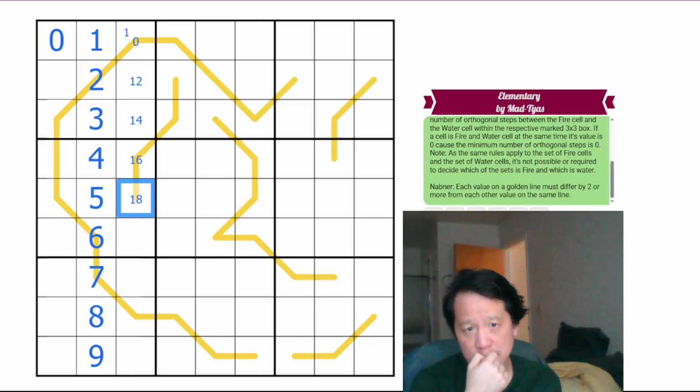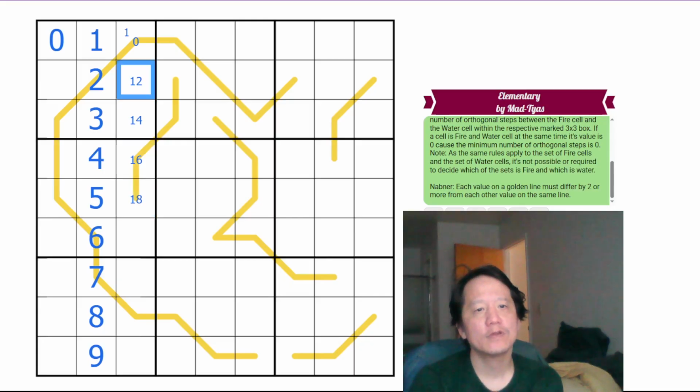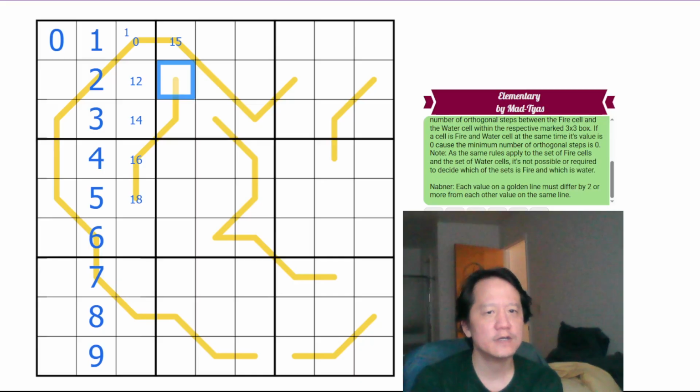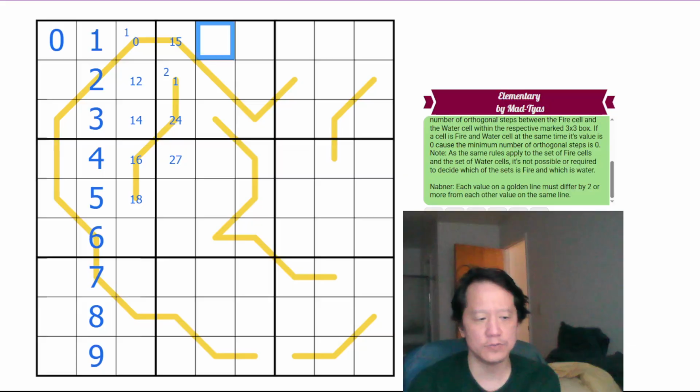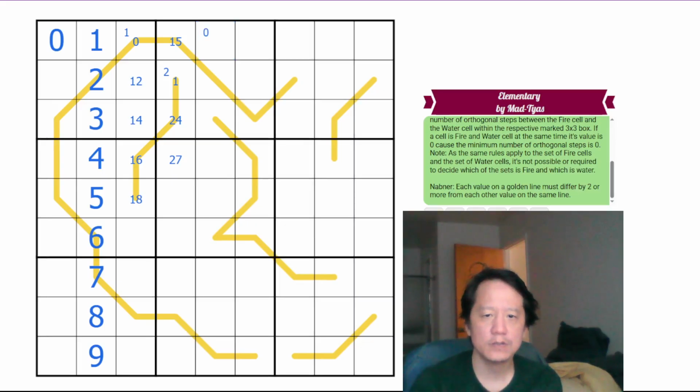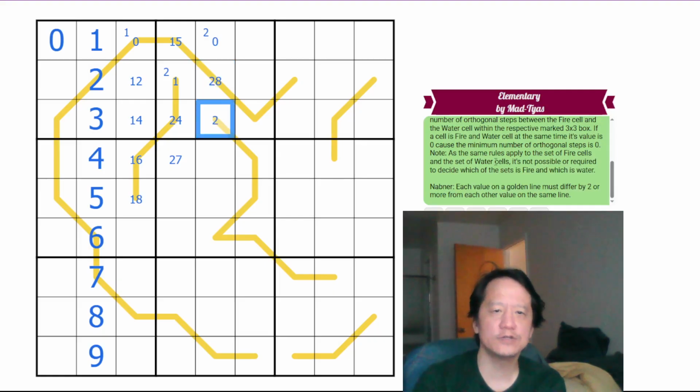3 away gives you 15. Actually gives you also 12, but that's not how we want the difference ones. 15, 18. 18 doesn't help. 21, 24, and 27. And 4 away gives you 20, 24, which is already given, 28, 32, and 36.